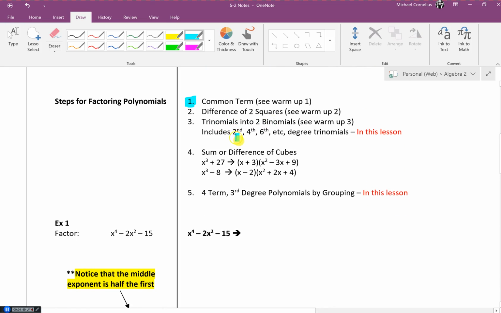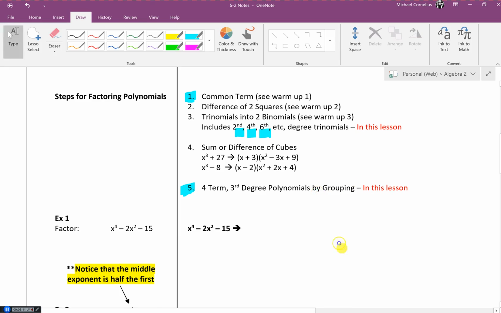we're going to be doing 2nd degree, not only 2nd degree, but 4th, 6th, and so on and so forth. And then we're also going to look at number 5 here today, and that is we're going to look at factoring 4-term third-degree polynomials, and we're going to do that by a method called grouping. So you'll see that on the next page.